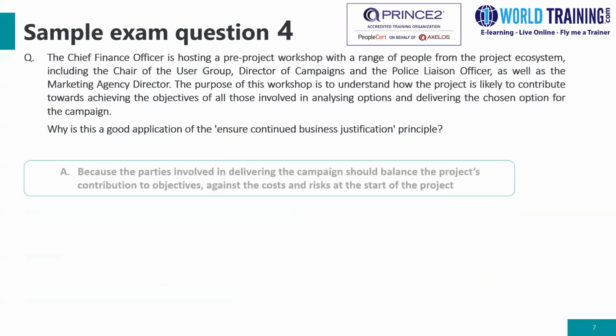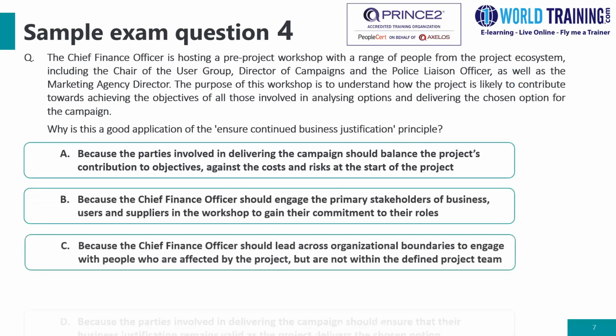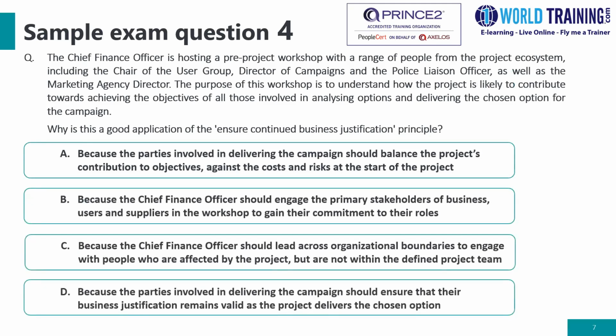Moving on to question number 4. The Chief Finance Officer is hosting a pre-project workshop with a range of people from the budget ecosystem, including the chair of the user group, director of campaigns, and the police liaison officer, as well as the marketing agency director. The purpose of this workshop is to understand how the project is likely to contribute towards achieving the objectives of all those involved in analyzing options and delivering the chosen option for the campaign. Now, why is this a good application of the ensure continued business justification principle?